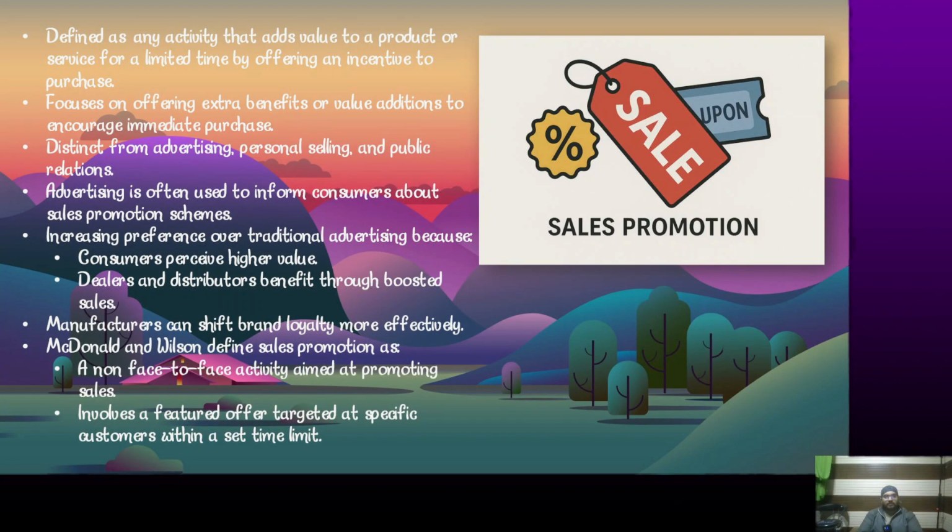And finally, if you look at the definition given by McDonald and Wilson, you will find that sales promotion is a non-face-to-face activity. Why non-face-to-face? Because the discount will be given to anybody who comes into the shop. And then it involves a featured offer targeted at a specific customer within a set of time. That is the customer who will approach a company, the customer who will approach a shop. Only those customers will be offered a discount, and that discount is available only for a limited period of time.